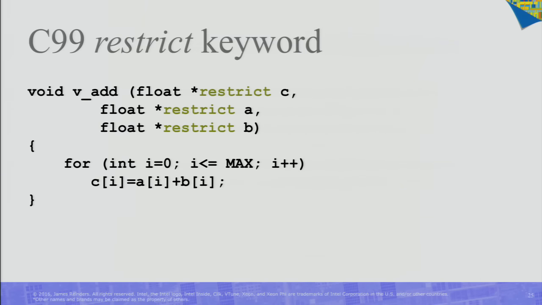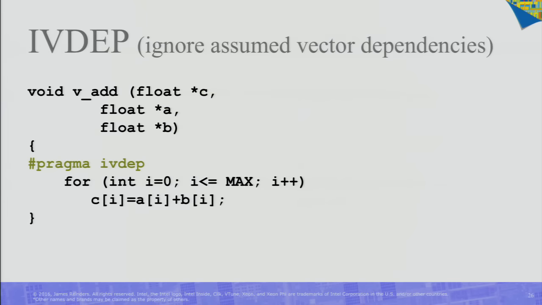That's one way. There's another directive called IVDEP. And as a compiler writer, this makes total sense to me. It means to ignore implied loop carried dependencies. You know, that's compiler speak that I don't really want to spend a lot of time explaining to application developers, what implied loop carried dependencies are.